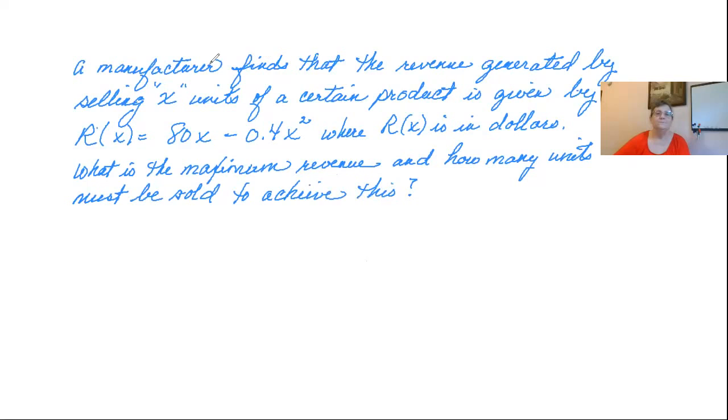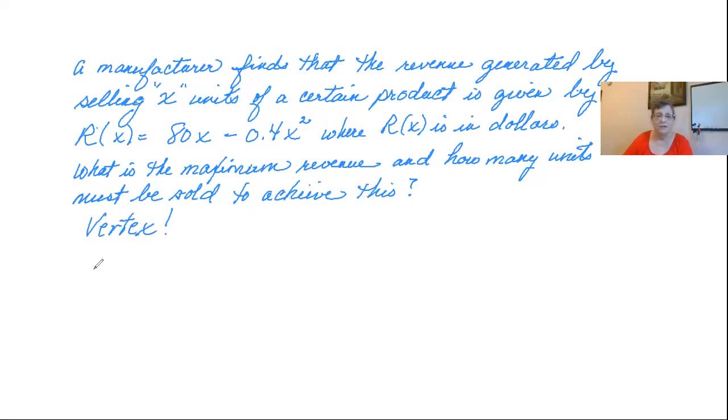Let's look at one more. A manufacturer finds that the revenue generated by selling X units of a certain product is given by R of X equals 80X minus 0.04X squared, where R of X is in dollars. What is the maximum revenue, and how many units must be sold to achieve this? So the maximum revenue occurs where? At the vertex. And all the examples we've done are dealing with maximum, but minimum works exactly the same way. It will always be at the vertex.